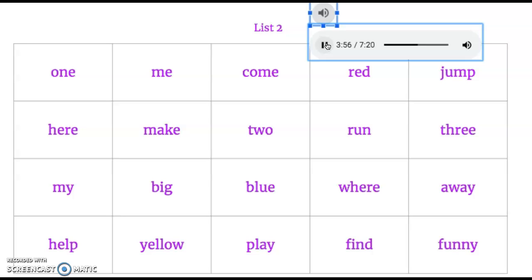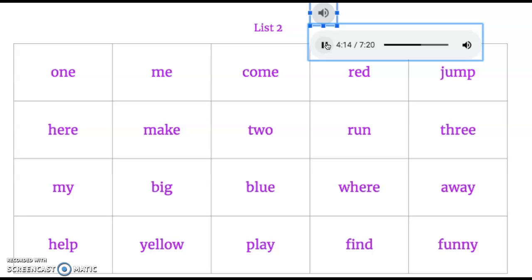The next word is big. Big. The letters in this word all say their normal sounds. Big. And a sentence we could use is, my school is big.